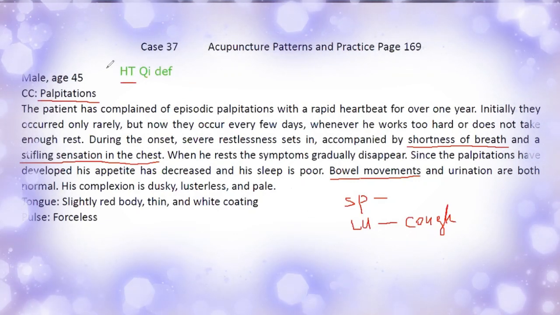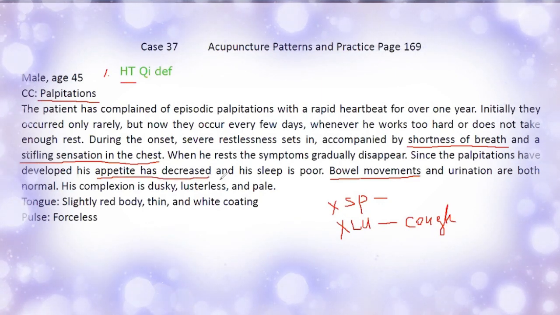So if we make a pattern diagnosis for this one, we can only make heart qi deficiency, not necessarily spleen qi deficiency and lung qi deficiency. We mainly focus on the chief complaint and what truly caused the chief complaint problems. This is talking about appetite has decreased, but it's not truly poor appetite, and there's no abdominal distension. Okay, so treatment principle.